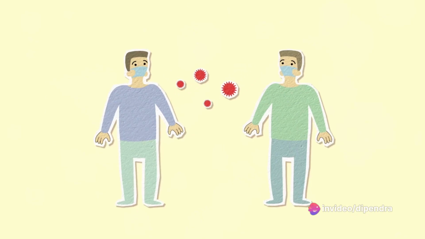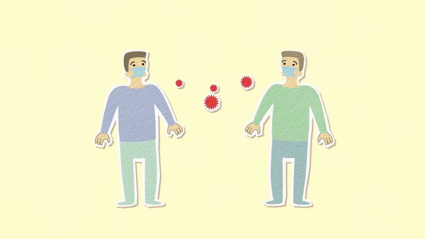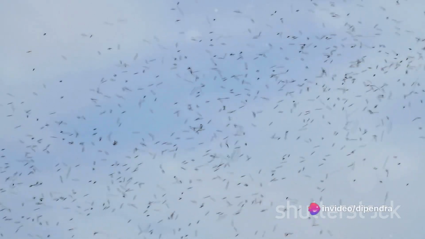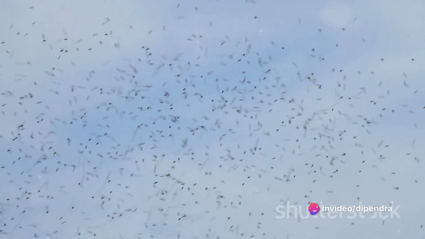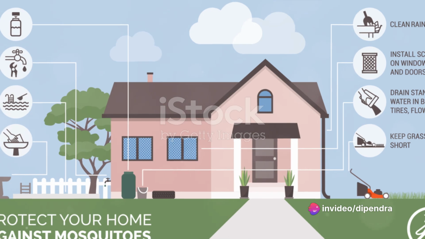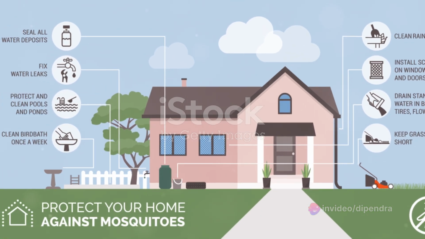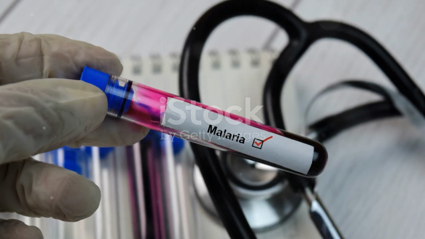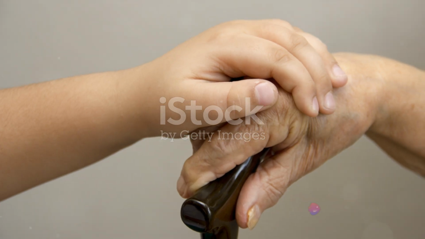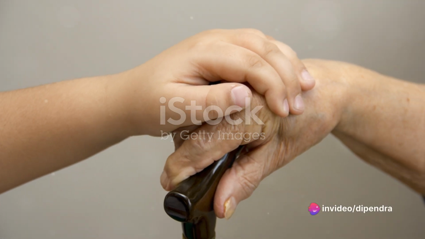And the most fascinating, or perhaps terrifying aspect is how this disease is spread. It's not a direct person-to-person transmission, but rather through the bite of a female Anopheles mosquito. But how does this happen? How does a mosquito bite lead to a disease that has such a significant impact on global health? To understand how this happens, we need to delve into the life cycle of the plasmodium parasite.